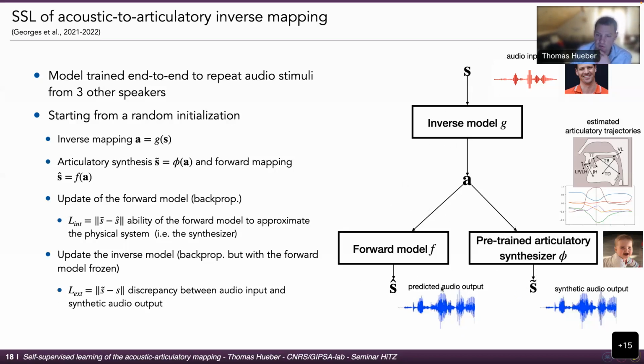Of course, the goal is to bootstrap the system. So I perceive the speech signals. I infer some articulatory movements that are gibberish. But from these articulatory movements, I sample my vocal tract so that I'm able to produce a true synthetic audio output. But this link is governed by physics, right? So this one is always good.